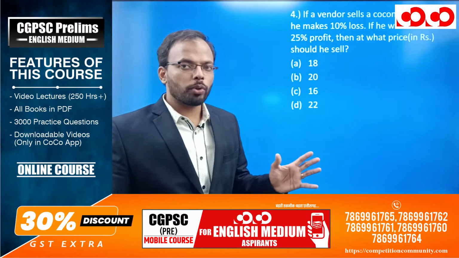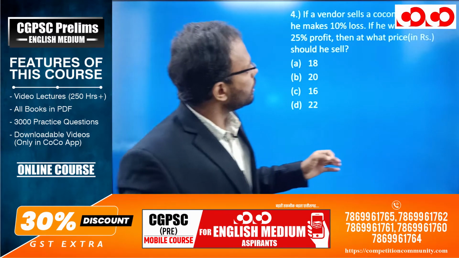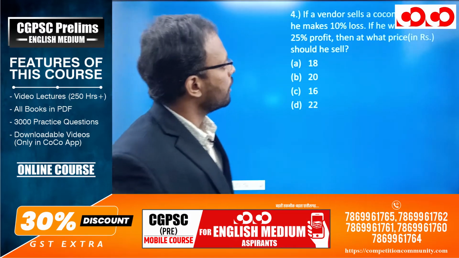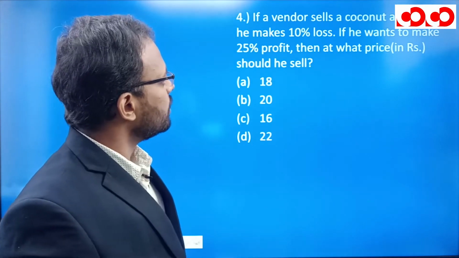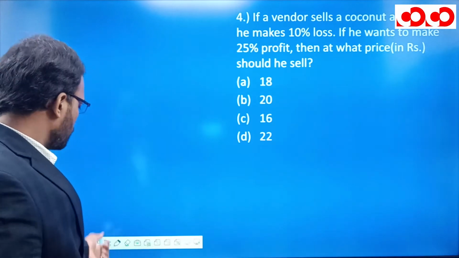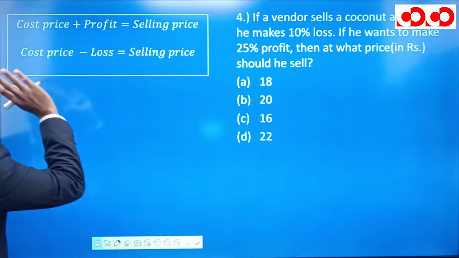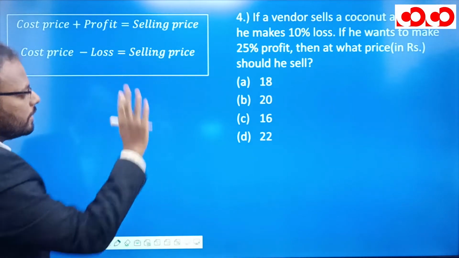So here is the fourth question. Let's try and solve it. If a vendor sells a coconut at rupees 14.4, he makes a loss of 10%. If he wants to make a profit of 25%, then at what price shall he sell the coconut? Now see, we know that if we add profit to the cost price, we get the selling price, and if we subtract the loss from the cost price, then also we get the selling price.